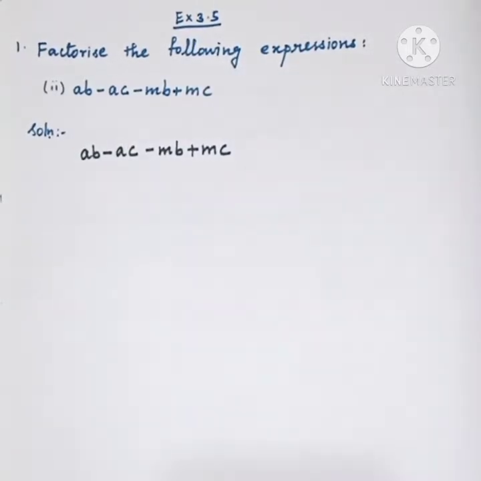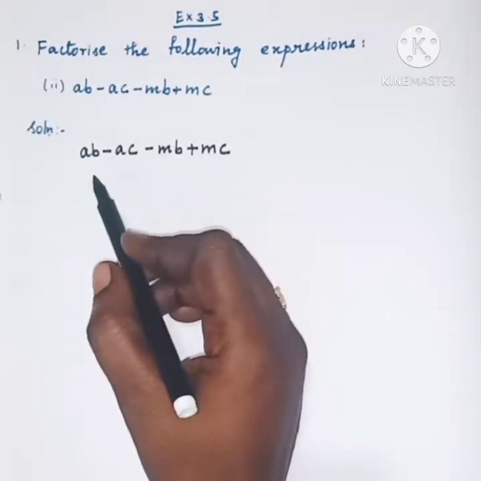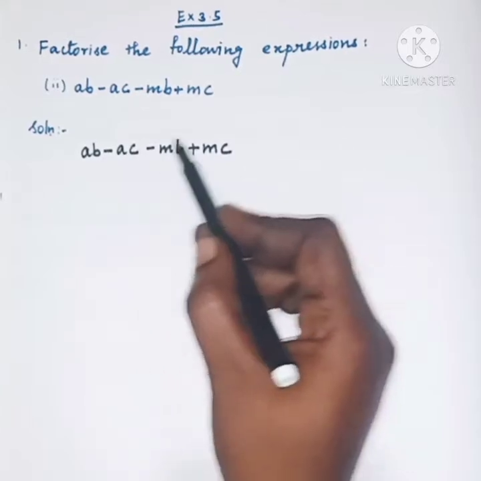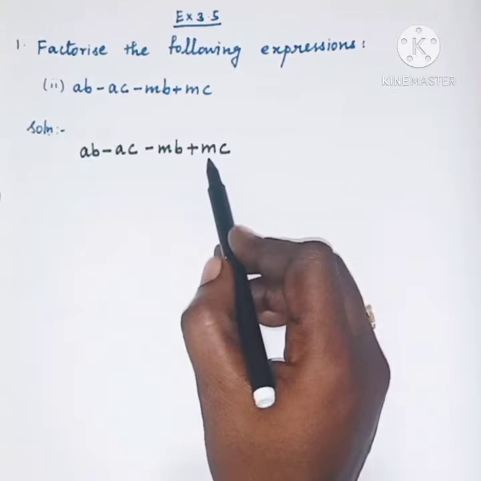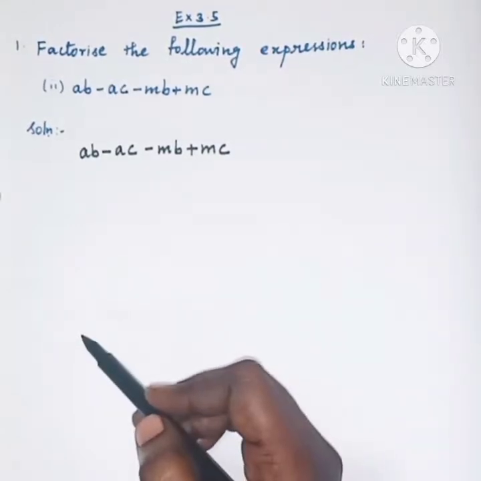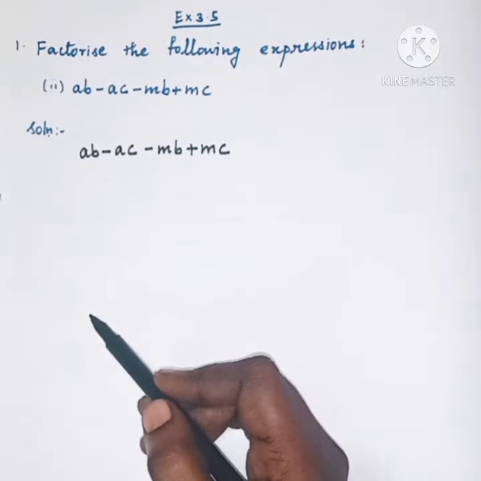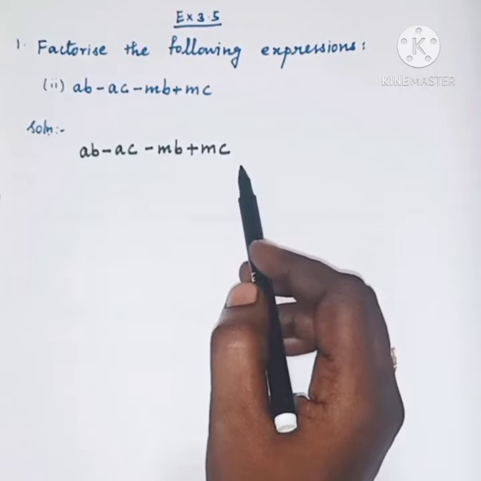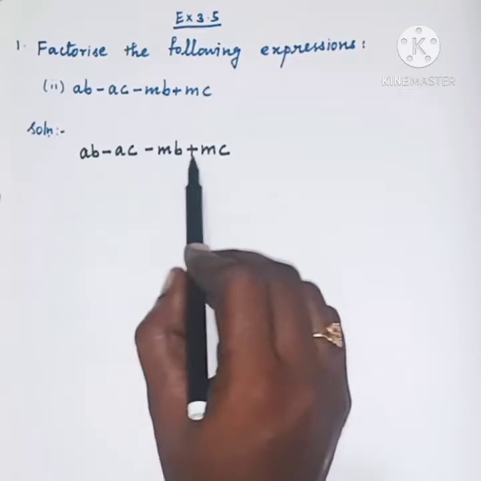How many terms are there in this expression? There are 4 terms. The first term is AB, the second term is AC, the third term is MB, and the fourth term is MC. We have 4 terms in this expression. Can you tell me one variable which appears in all the 4 terms? Any variable appearing in all the four terms?